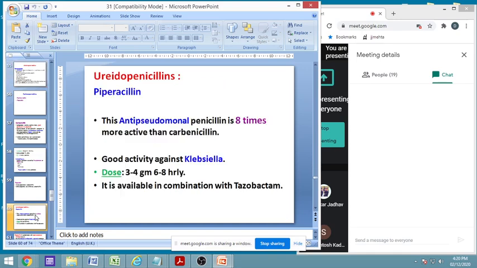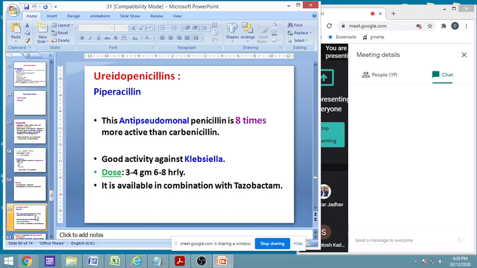Then ureidopenicillins are another group. An example of this is piperacillin. It has a further extension of activity, in that it acts against Pseudomonas, and it is 8 times more active than carbenicillin against Pseudomonas. It also has good activity against Klebsiella.